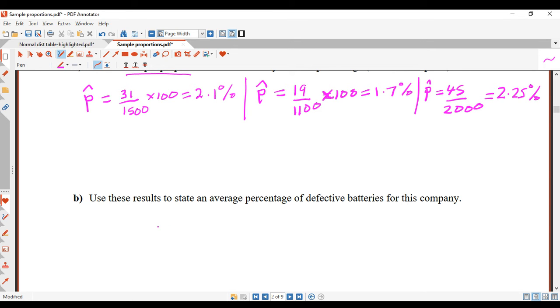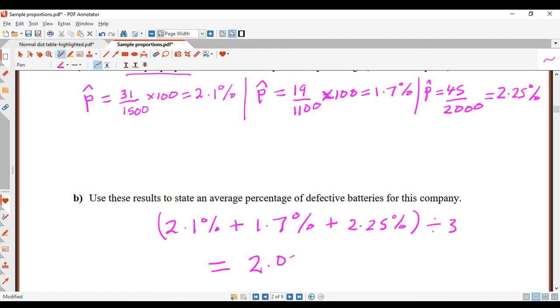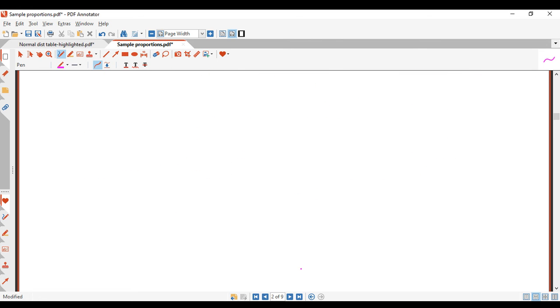Part B says use these results to state an average percentage of defective batteries for this company. So using these results, we're just going to have 2.1%, find the average, 1.7% plus 2.25%. Okay, and that will be all divided by 3 to find the average. And you should get for those numbers 2.02%. Okay, so that's the average percentage of defective batteries. Okay, so let's move on.